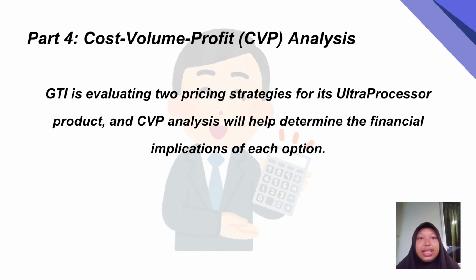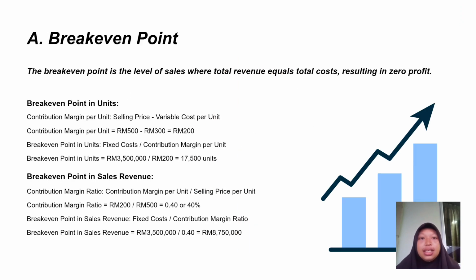The final part of the case study involved a cost-volume-profit (CVP) analysis for GTI's flagship product, the Atra processor. The company is evaluating two different pricing strategies. First, let's calculate the break-even point for the current price of 500 ringgit per unit. The break-even point is the level of sales where total revenue equals total cost, and we make zero profit.